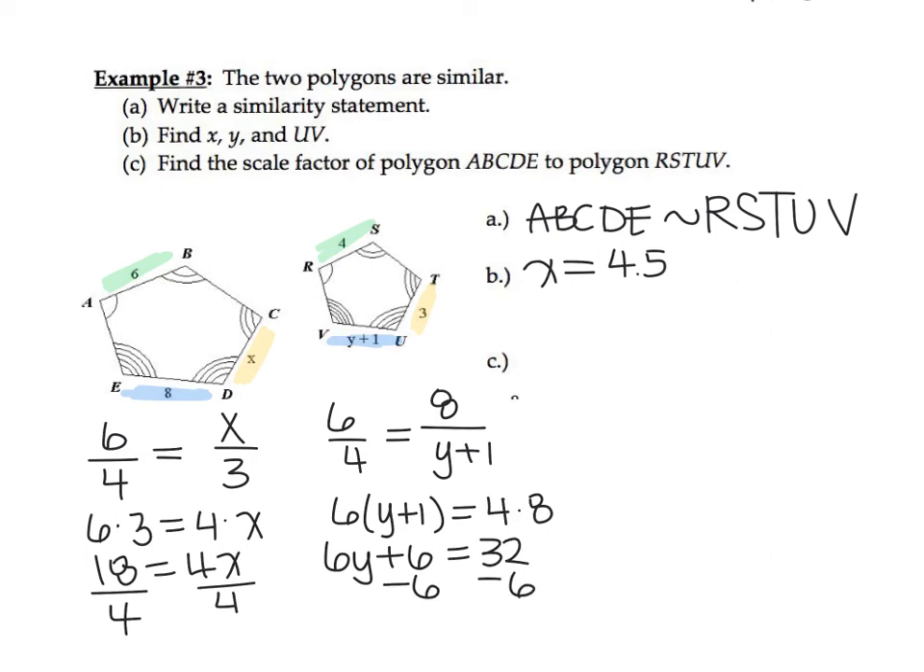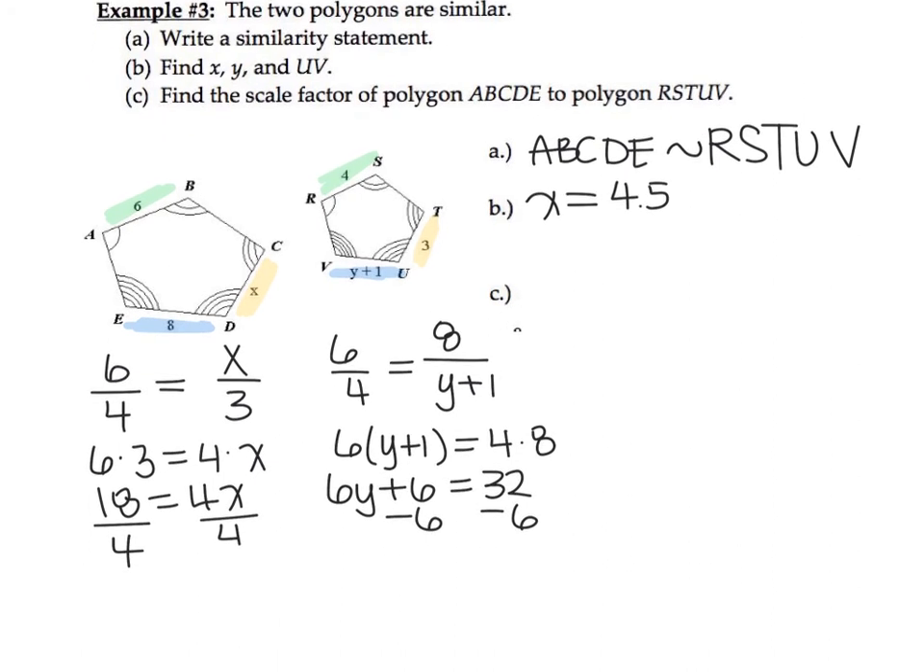We then subtract 6 from both sides, and we get 6Y equals 26. And then we're going to divide both sides by 6. Now when we do that, we get the decimal 4.3 repeating. And it's going to be helpful for us to leave it as the exact value. So when I convert that back to a fraction, we get that Y equals 13 over 3.